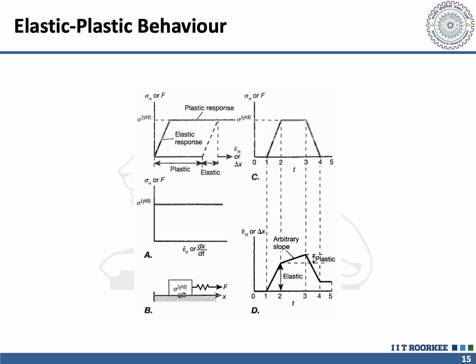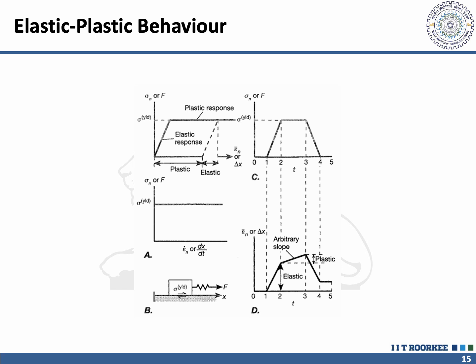In figure B, a spring, or the elastic element, is in series combination with a slider, or a friction block, which is the plastic element. The spring deforms elastically until the yield stress is reached. After that, the friction block moves, allowing the plastic or permanent deformation at constant force.